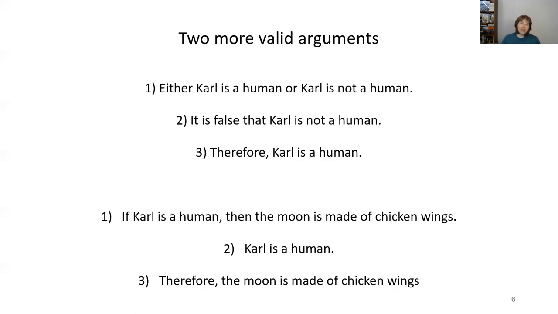It being formally valid just means that if those premises were true, if 1 and 2 are true, then the conclusion, 3, would have to be true as well. We would have to accept it as true, otherwise we would contradict ourselves. That's really all it means for an argument to be formally valid. So keep this in mind as we move forward.